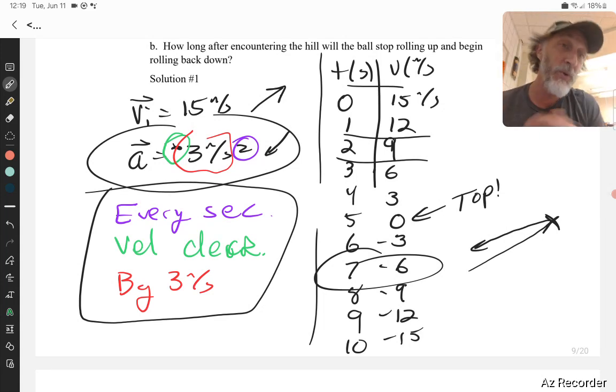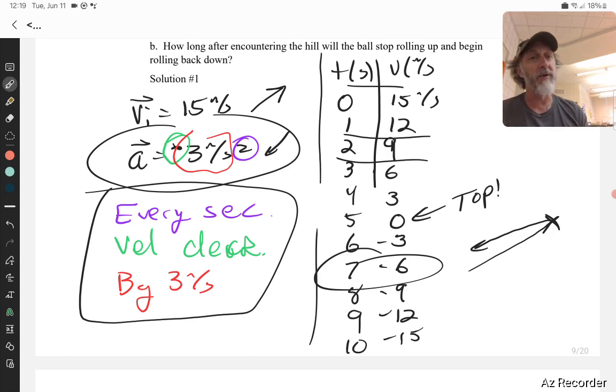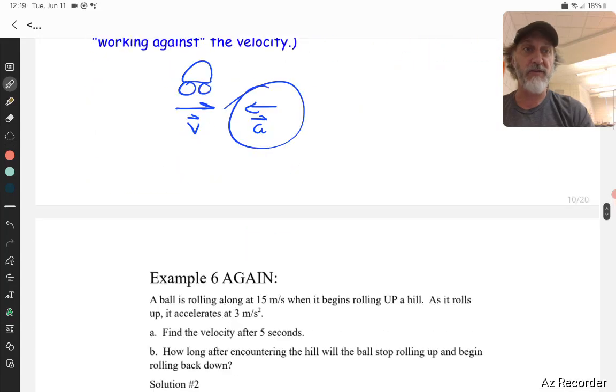Everything on this table is cool, but it's not really practical, right? Because, what if the time was 1,000 seconds? Or what if the acceleration wasn't a whole number? Then we would want to use equations. So by the time we get to the second homework assignment, here's how I'm going to be solving these.